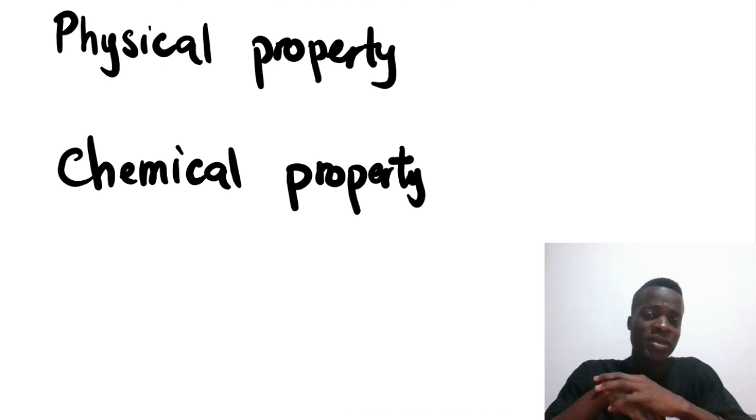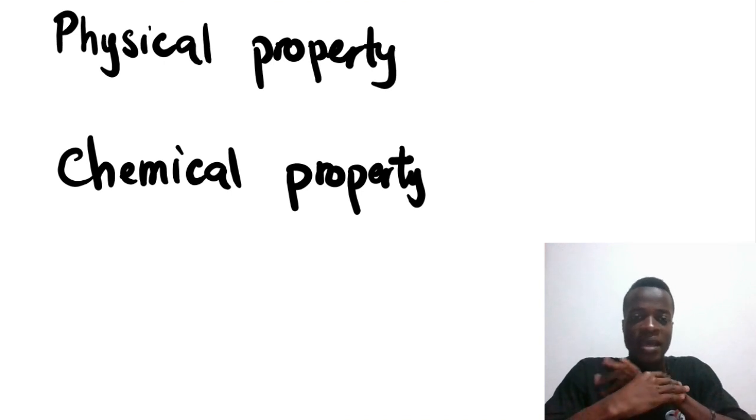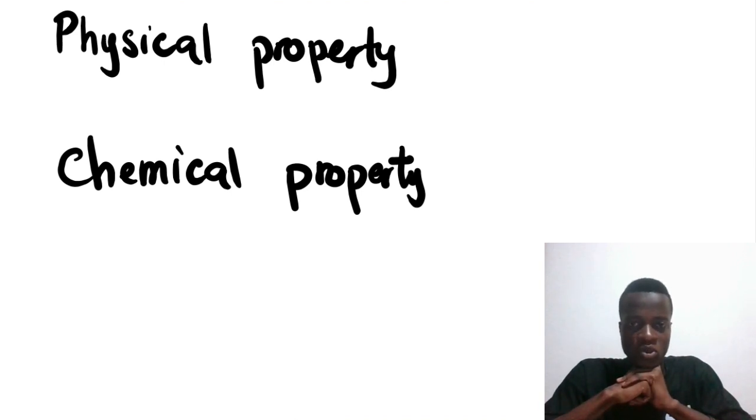So what's a property? A property is just a characteristic that something exhibits, or that is peculiar to a particular substance. That's what we just call property. So we have physical properties exhibited by matter and chemical properties exhibited by matter. What do we mean by physical property? We are going to answer this in reference to what matter contains, its composition.